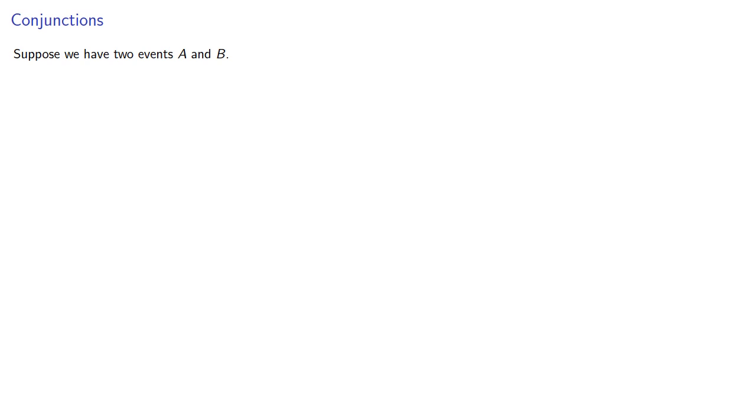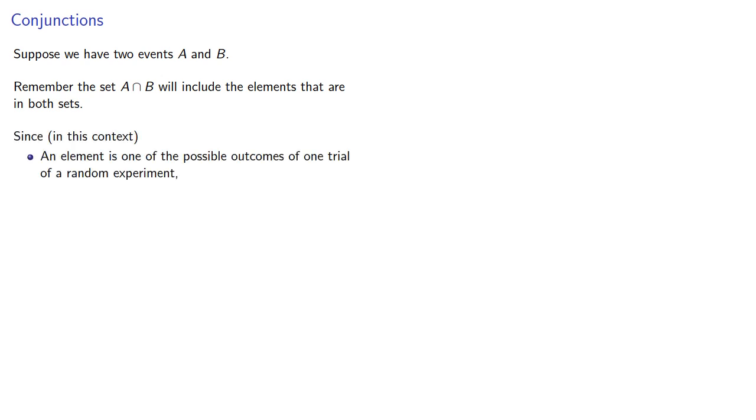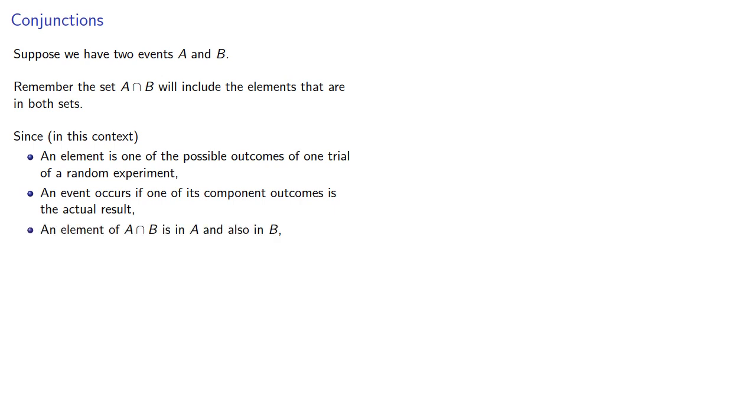Suppose we have two events, A and B. Remember, the set A intersect B will include the elements that are in both sets. Since, in this context, an element is one of the possible outcomes of one trial of a random experiment, and an event occurs if one of its component outcomes is the actual result, and an element of A intersect B is in A and also in B, then the event A intersect B occurs only when both A and B occur simultaneously.